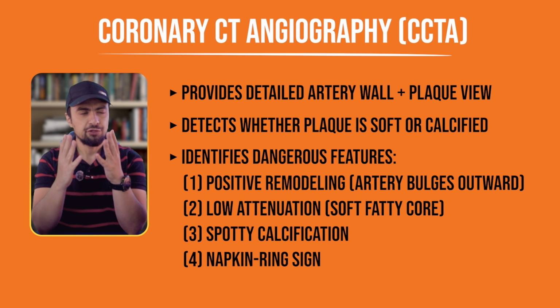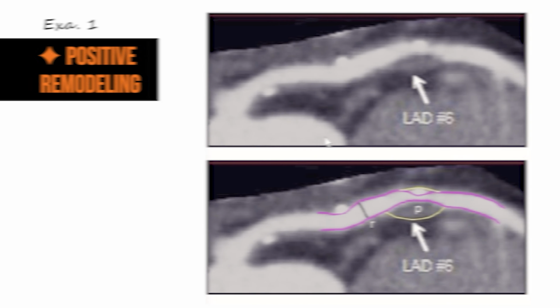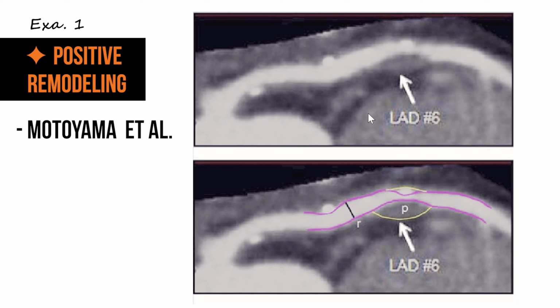In this short video, it will be difficult and overwhelming to cover all 4 signs of dangerous plaques in detail. So for now, let's focus on just one, which is the most common to be seen: positive remodeling. Okay, this image is adapted from Motoyama et al. It's a CT coronary angiography and shows a positive remodeled plaque in the left anterior descending artery.